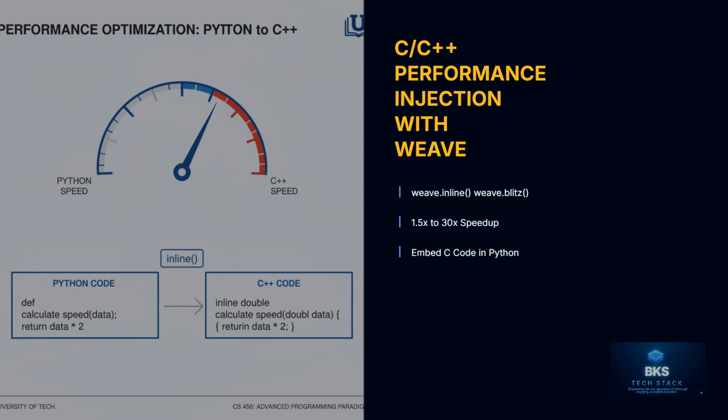Now, let's talk about speed. We all love Python for its readability, but let's be real. It can be slow compared to compiled languages like C or C++. This is where the Weave subpackage comes in. It allows you to include C or C++ code directly within your Python scripts. This is a game changer for performance-critical loops.